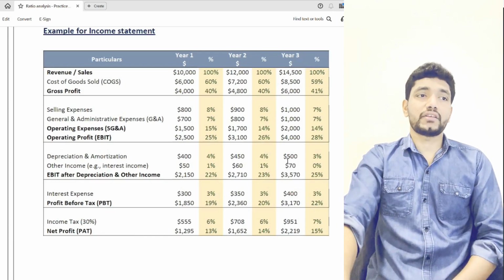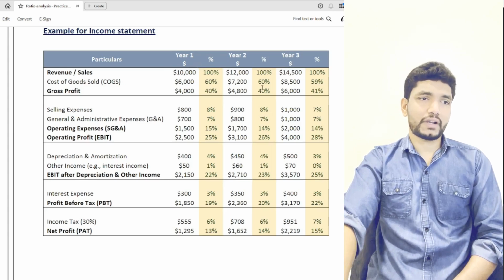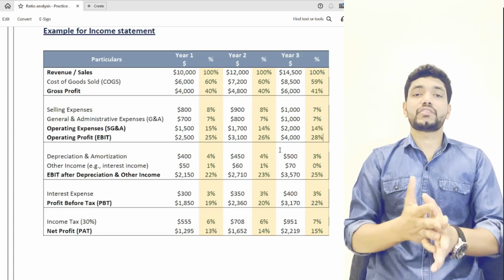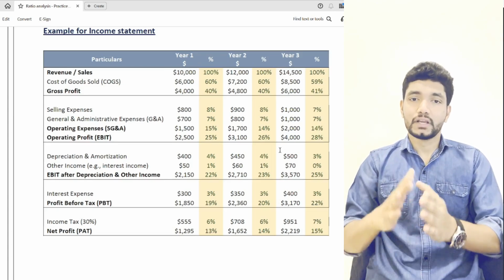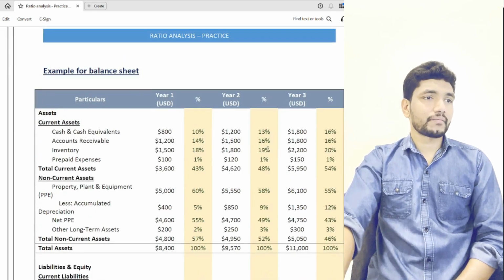with the past years, so in this case year 2 and year 3 are the past years. So if you are comparing this with year 3, we can get an insight into how this business is moving, how the sales are moving, how the profitability and the cost are behaving year to year. So let's come to the example for the balance sheet.